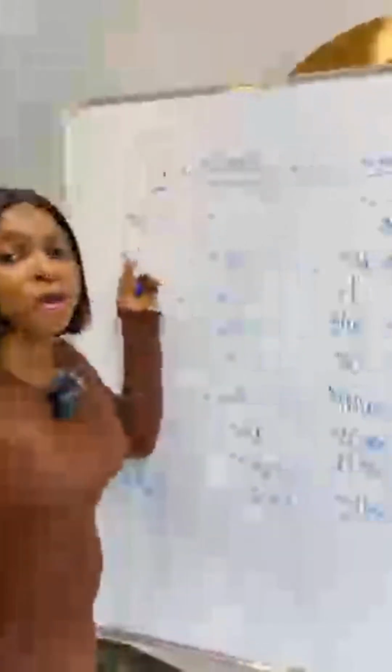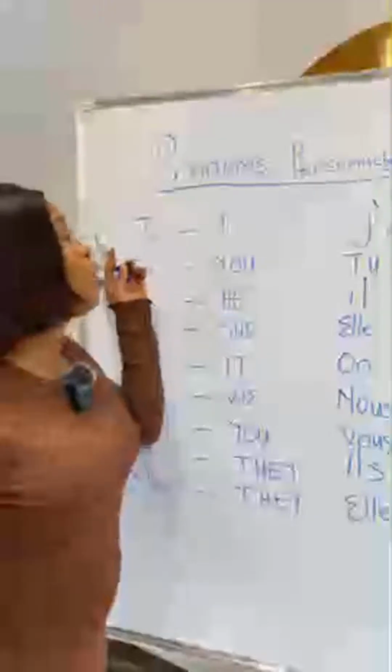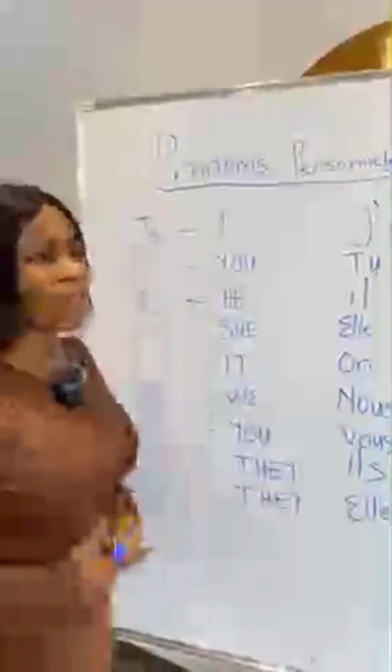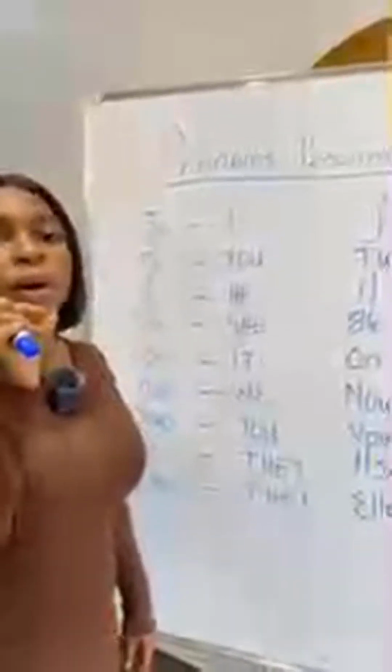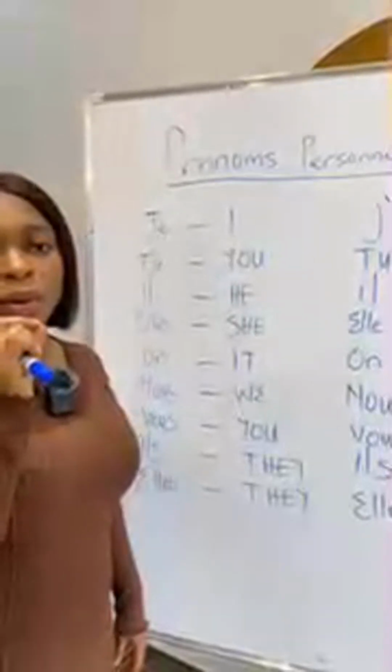It's not G. It's not J. It's pronounced J. Why is it pronounced J? That's because letter E in French is pronounced E.